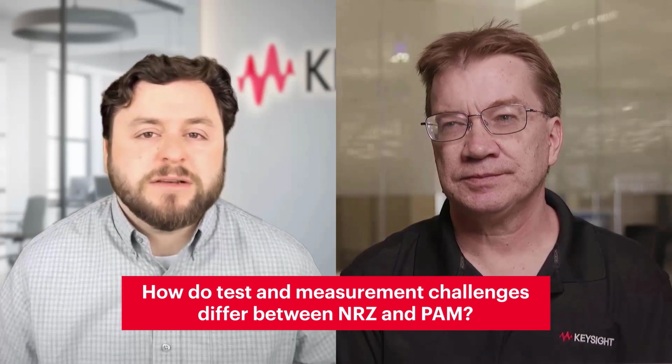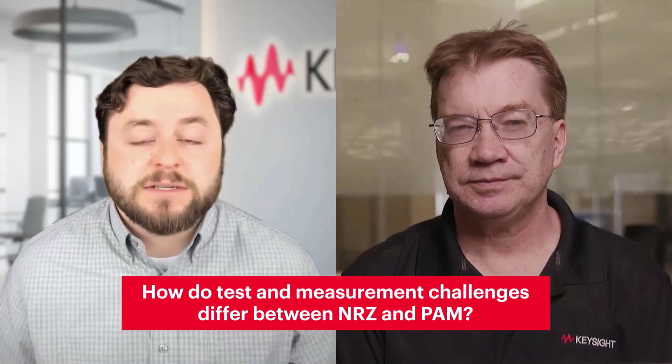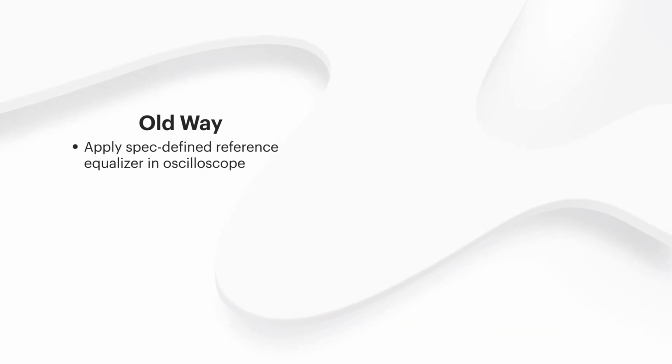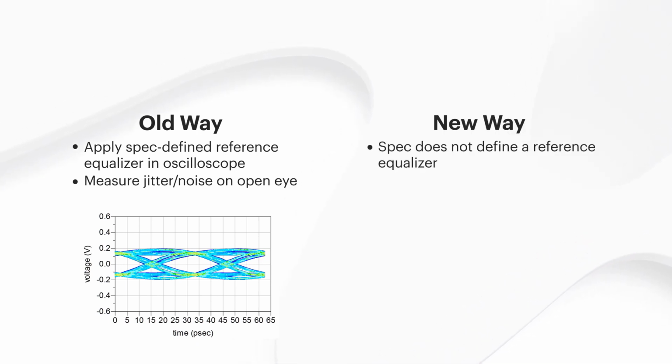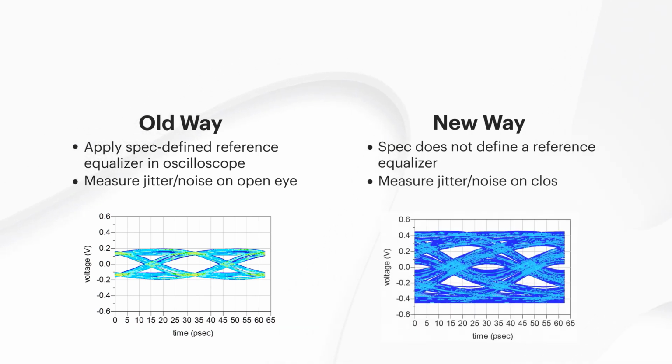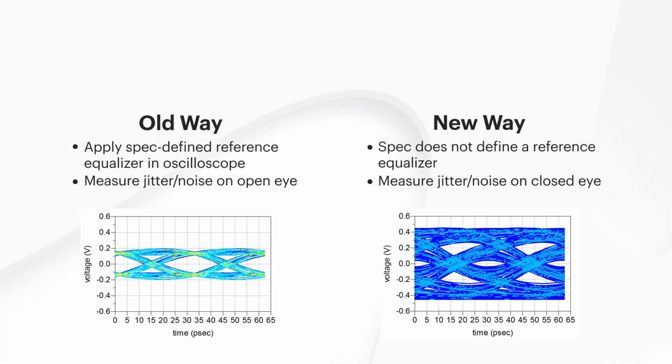Mm-hmm. So how do the test and measurement challenges differ between an NRZ system and a PAM system? Let's talk about the evolution of the specifications. Well, the old way we used to make jitter measurements was to apply a defined equalizer, a reference equalizer, inside the oscilloscope, and then make the jitter measurement on the open eye. But in today's world, the specification doesn't want to talk as much about exactly what the equalizer is. And so they require the jitter measurements to be made on the signal without equalization applied, i.e. the closed eye. So how do you make jitter measurements on a closed eye?